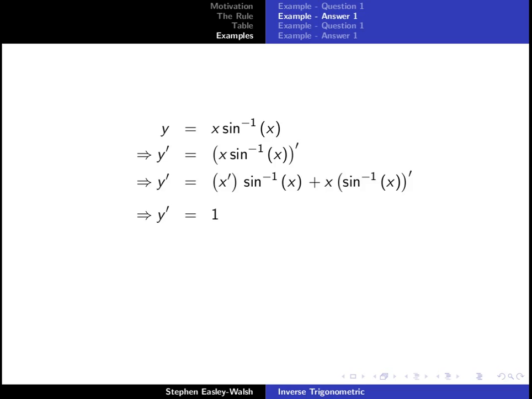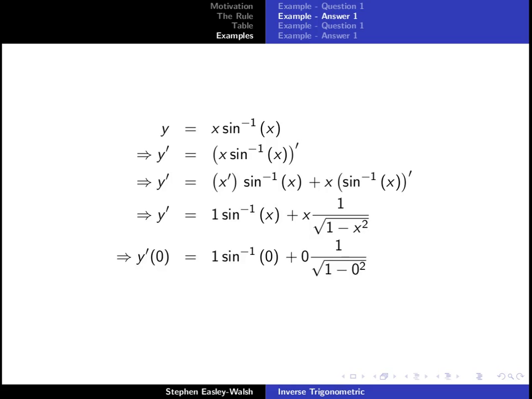The derivative of x is 1, and the derivative of sine inverse is 1 over square root of 1 minus x squared. Now we have to evaluate this at 0, so we put 0 into this expression. 1 times sine inverse 0 plus 0 times 1 over square root of 1 minus 0 squared, which is in total equal to 0.